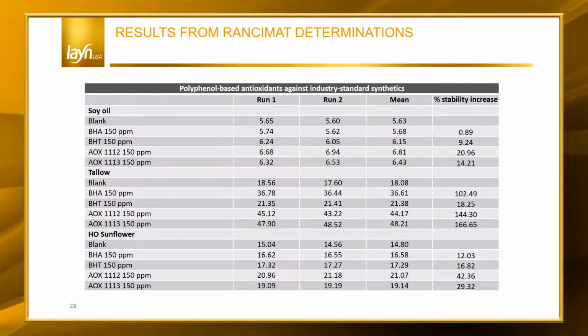When using sunflower oil rich in oleic acid, we see that, again, BHA and BHT don't have very much activity in terms of increasing the stability of this fat, whereas formulation 1112 and formulation 1113 obtain 42% and 29%. And again, for highly unsaturated lipid, formulation 1112 is the most adequate product, as we have to judge on the results of this experimentation.